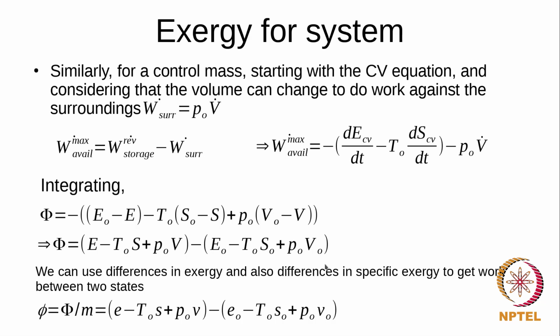If we rearrange this, we have the expression in this form, and like before, we can use differences in exergy and also differences in specific exergy to get the work done between states. The specific exergy phi is defined as this divided by m, so essentially small e minus T naught times small s plus P naught times small v, minus E naught minus T naught S naught plus P naught V naught. So this is what we have.